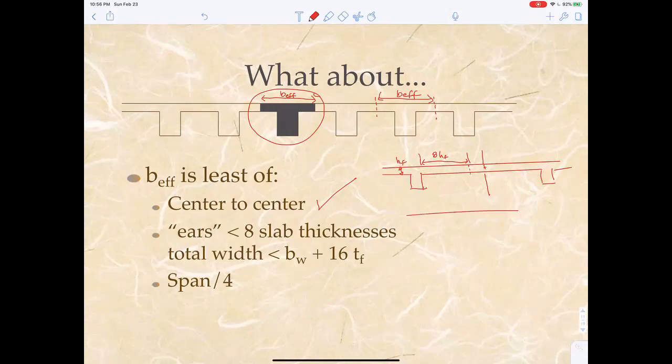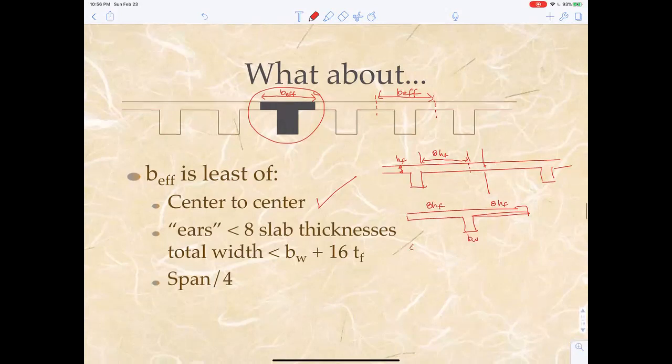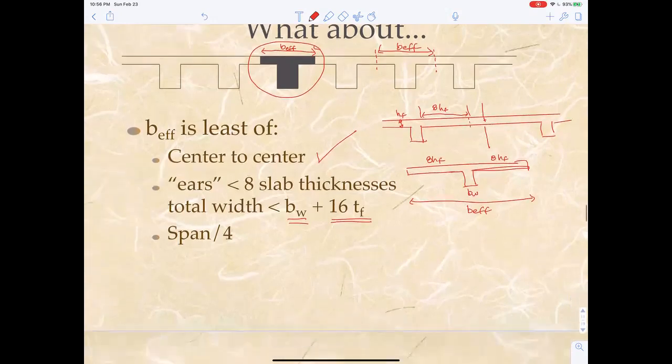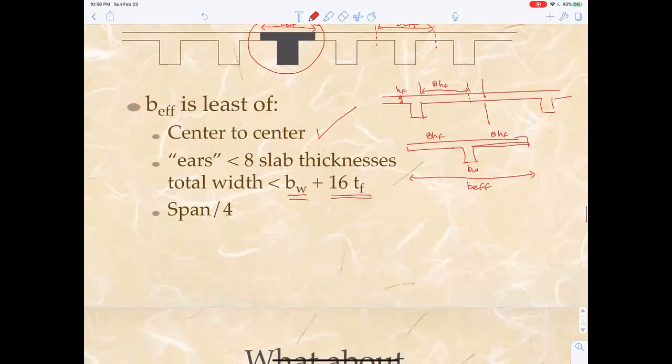And so what that means, so let me try to draw that. There we go. If you got 8 slab thicknesses on both sides, and that's the b of the web, the total width, the total b effective will be the width of the web plus 16 slab thicknesses, because 8 on each side. And lastly, this one is kind of confusing for many people.